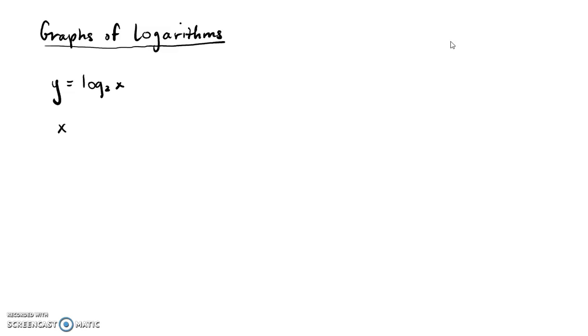And our typical approach when we don't know what a graph looks like would be to plug in some values of x and get values of y. So let's start that way. So I need to plug in values of x. A lot of values of x I won't be able to figure out what they are for log base 2. So let's plug in values of x that we can figure out.